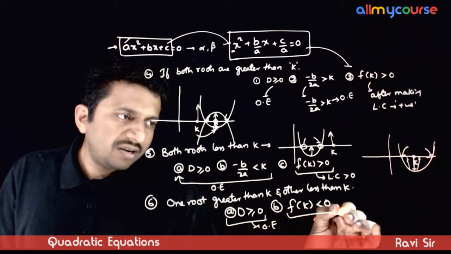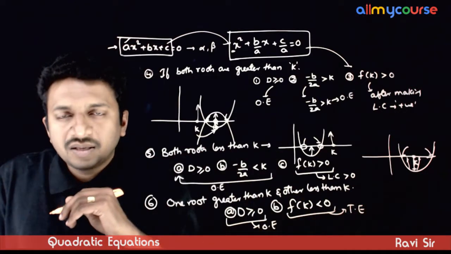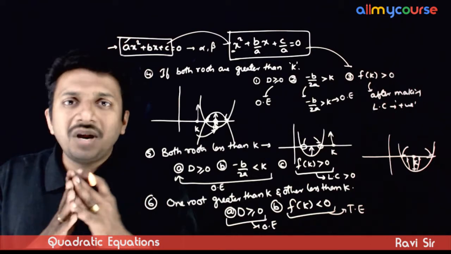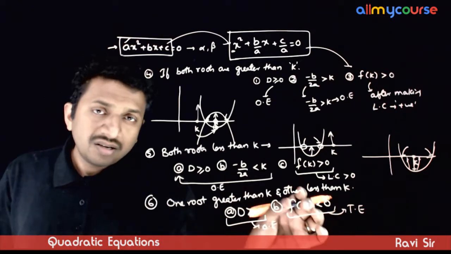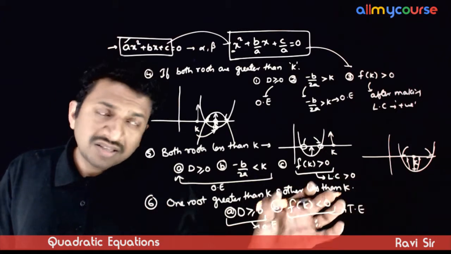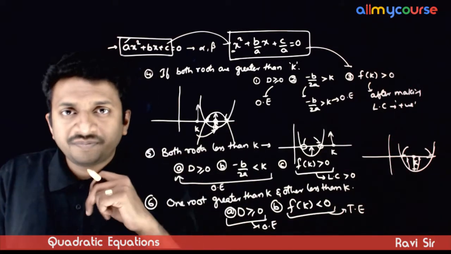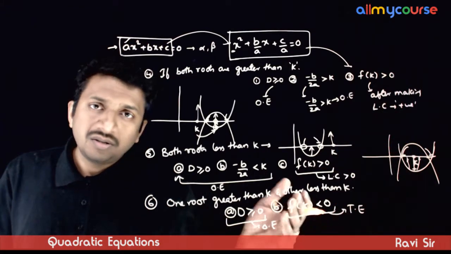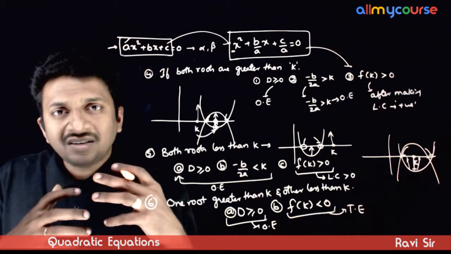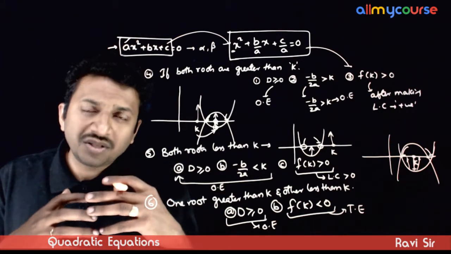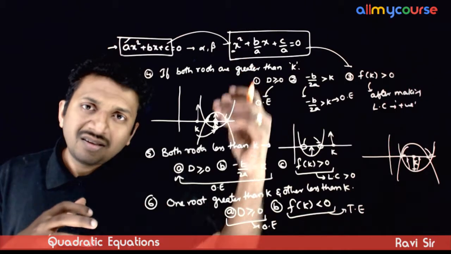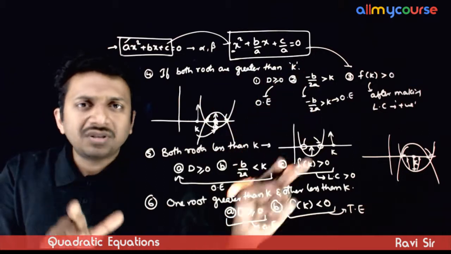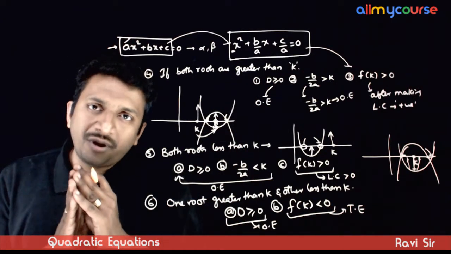So the discriminant condition can be applied to the original equation. The f of k condition has to be applied to the transformed equation. The transformed equation means the equation where the leading coefficient is made positive. Because when we got this condition, we assumed that the graph is upward. If the graph is downward, the condition reverses. So it's a general habit that we make the leading coefficient positive and then apply the conditions uniformly for all the questions. So this constitutes the second set of formulae.